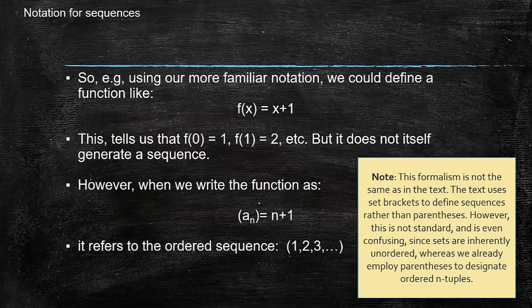So, for example, using our familiar f of x notation, we could define a function like f of x equals x plus 1, and we know how to calculate any value for that. However, when we write the function this way, a sub n equals n plus 1, with or without parentheses, it refers to the ordered sequence 1, 2, 3, etc. And that's because when we plug 0 in for n, we get 0 plus 1, which is 1. When we plug 1 in for n, we get 1 plus 1, which is 2, etc.